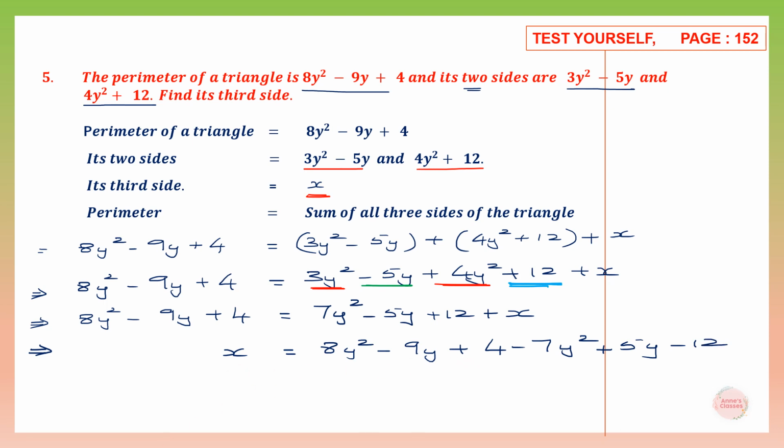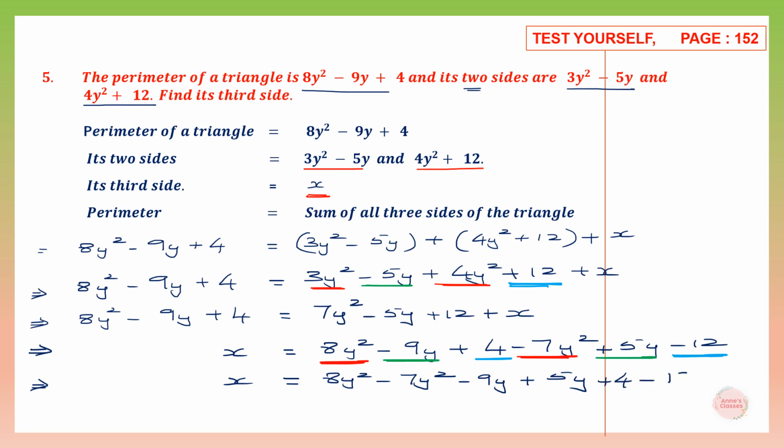So let's do that. So here x will be equal to, now here again let's take the like terms, 8y square and minus 7y square. Let's write that down, 8y square minus 7y square. Then let's take y's. Here we have minus 9y plus 5y. Then let's take the whole numbers, plus 4 minus 12. Now let's solve this. So take the like terms alone. So here we are finding the value of x.